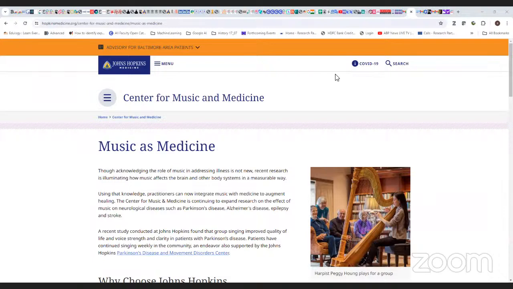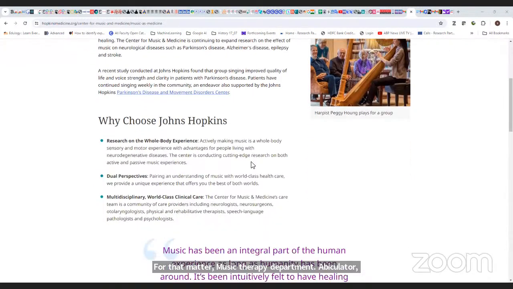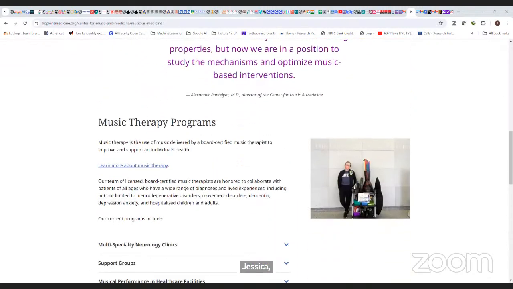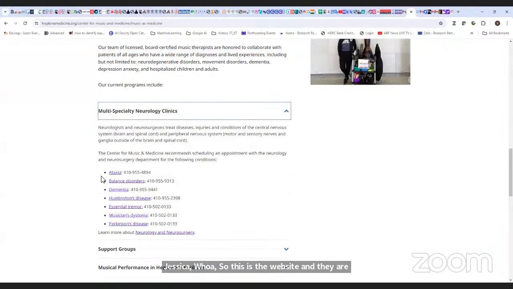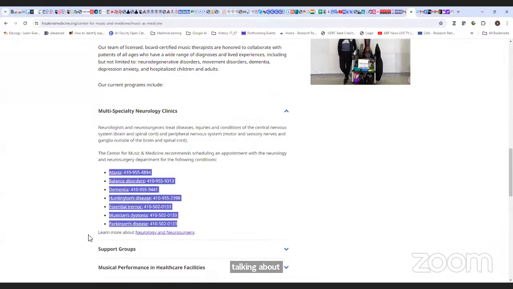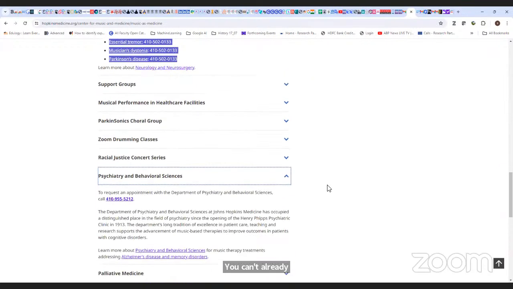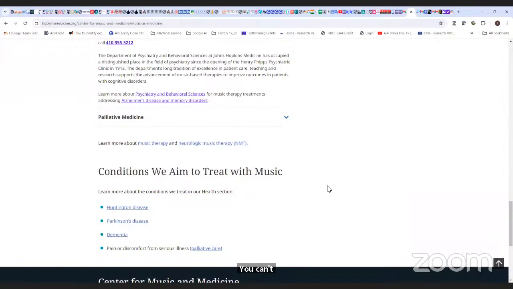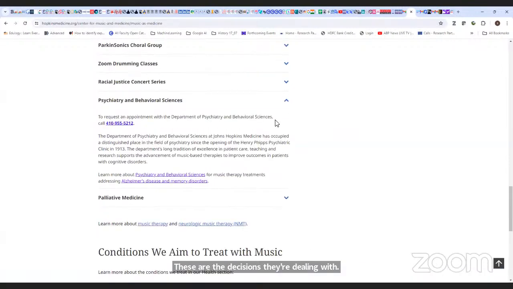For that matter, in India many hospitals have now opened music therapy departments. For example, there is the Mangeshkar Hospital in Pune, with a music therapy department. So this is the website and they are talking about the many diseases they treat. They are well reported scientific facts. These are the diseases they are treating with music, right?